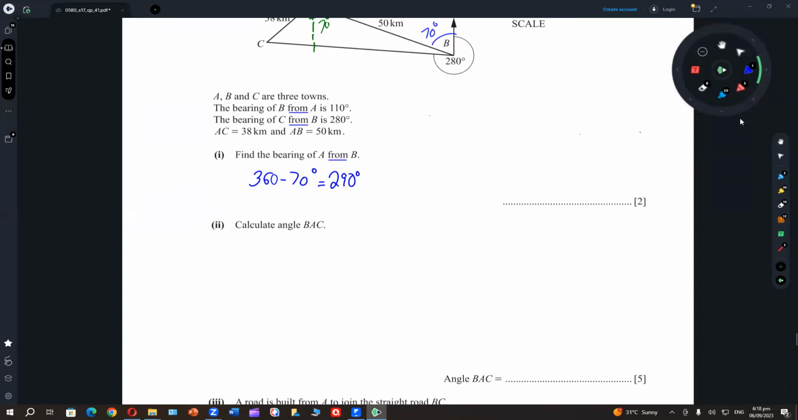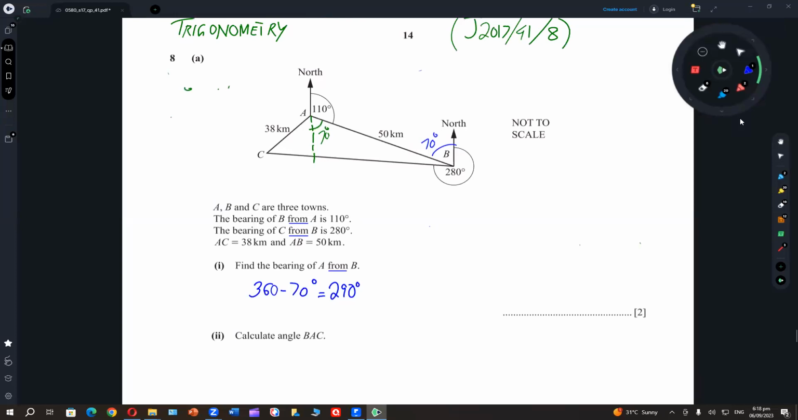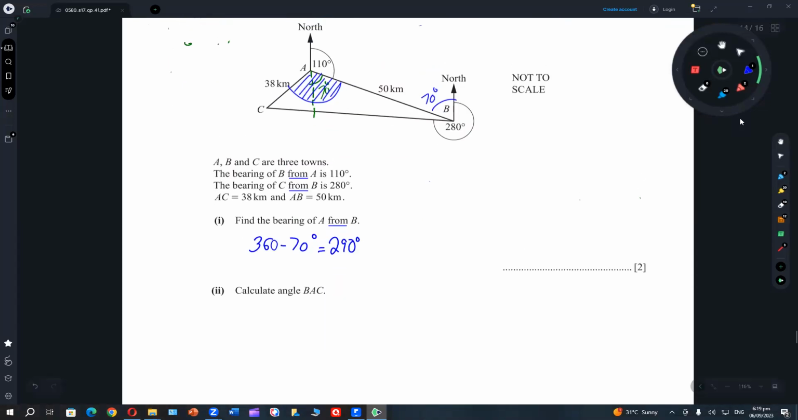Calculate angle BAC. So can you see what is BAC? BAC is this blue angle? Look at the screen. What is BAC? Look at the letters B, A, C. Just walk your finger on it. BAC. Is it this blue angle?